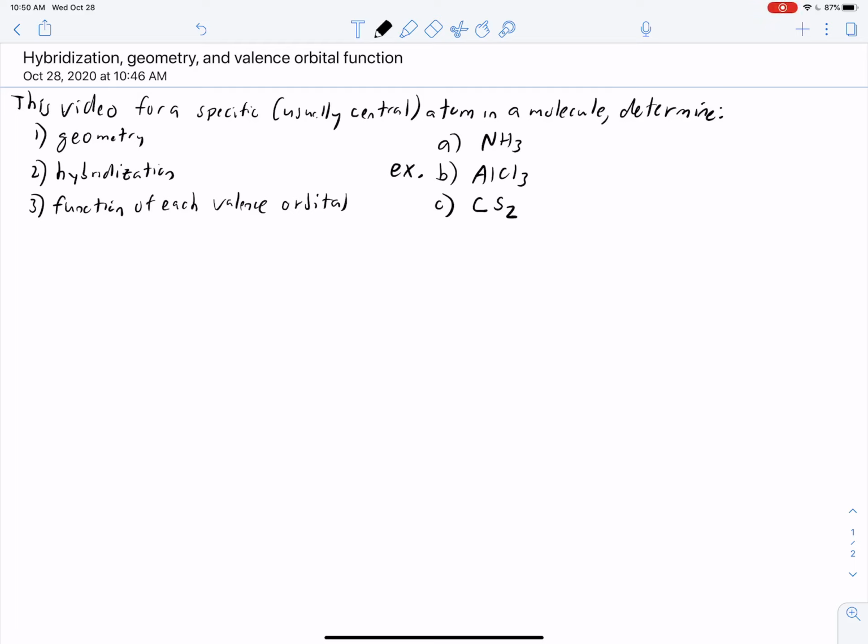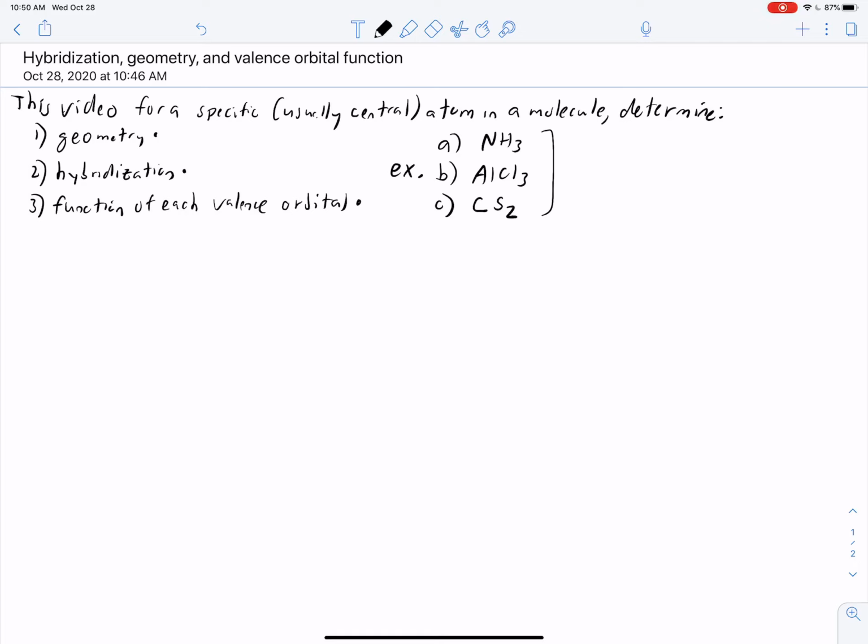Hello. In this video, we'll be talking about how to solve problems where our goal is to assign geometry, hybridization, and function of each valence orbital at a specific atom in a molecule. And the example molecules I'm going to use are ammonia, aluminum trichloride, and CS2, the examples are listed here.